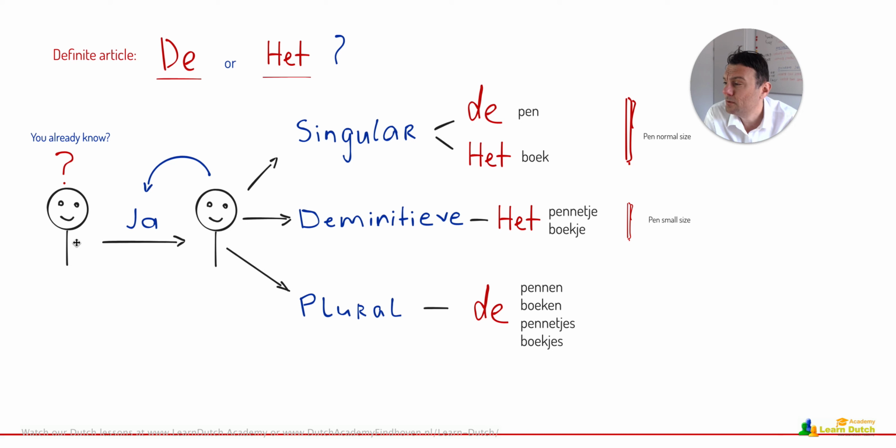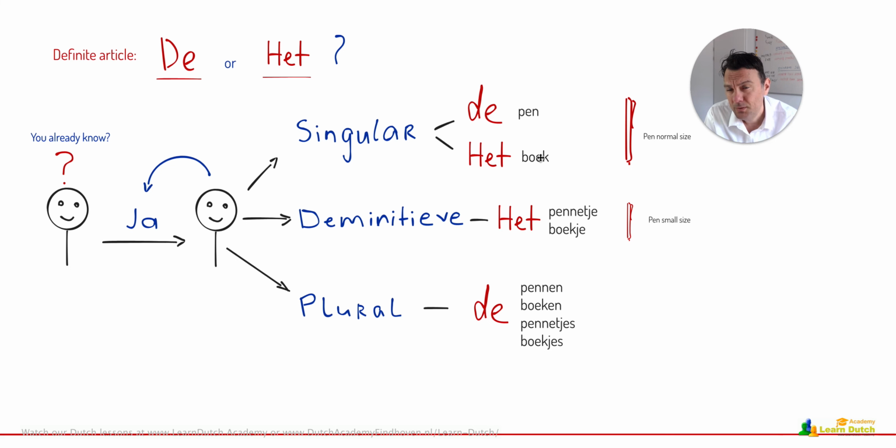So, how are you going to use it? First, you need to ask yourself before you ask or say something: do you already know what I'm going to talk about? If you think the other person already knows what I'm going to talk about, and it is singular, which means only one, like one pen, you're using "de" or "het". So it will be "de pen" or "het book".